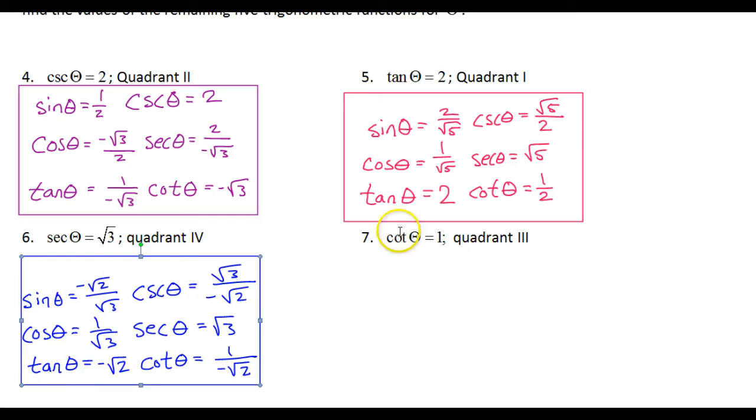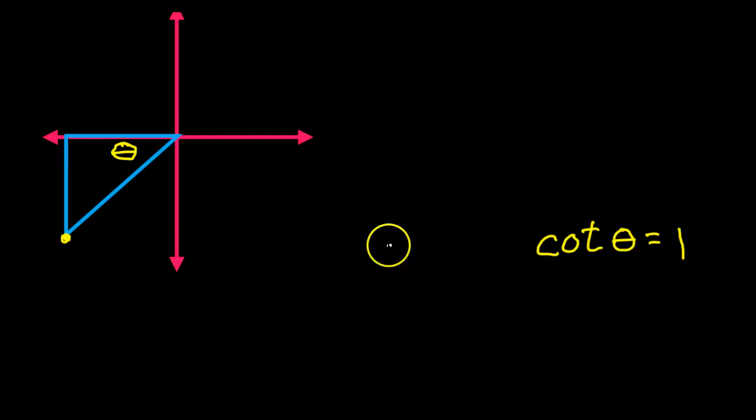Here's the last one. We're given the cotangent, which is equal to 1, and the fact that it's in quadrant 3. So let's knock that out. This is the information that we're given: the cotangent is equal to 1, and here we are in quadrant 3. Somehow we're going to use this to find all of the trig functions.